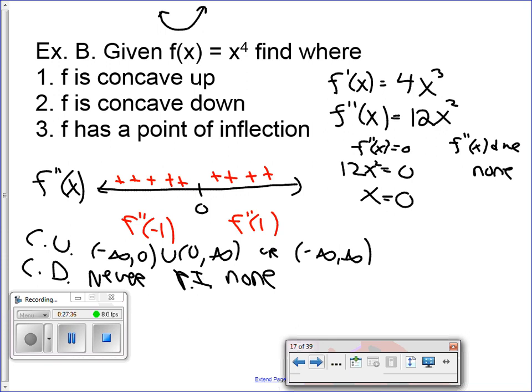So where's it concave up? You can go right from negative infinity to infinity, because it doesn't change sign. To be a point of inflection, you're looking for a sign change in the second derivative. As far as where it's concave down, nowhere. You can write NA, not applicable, or never, or nowhere.